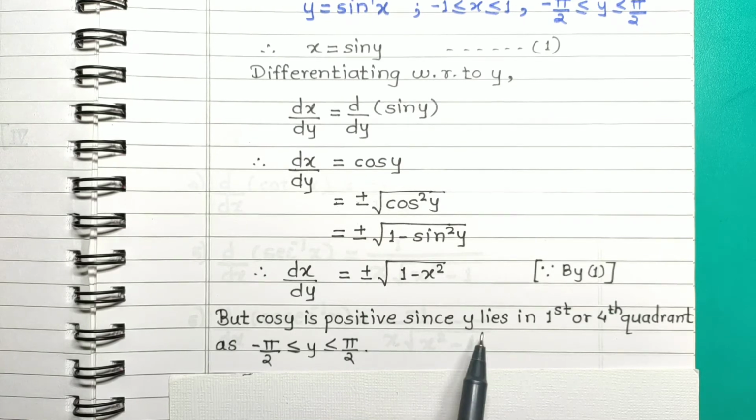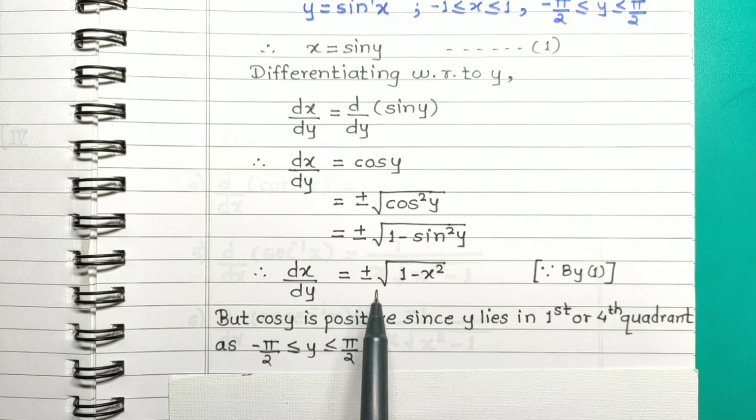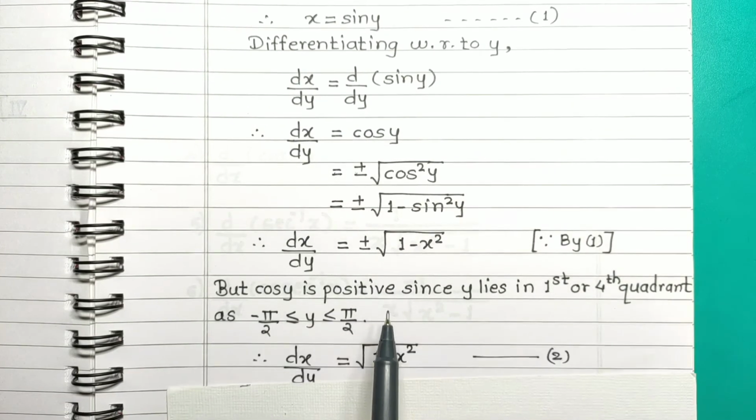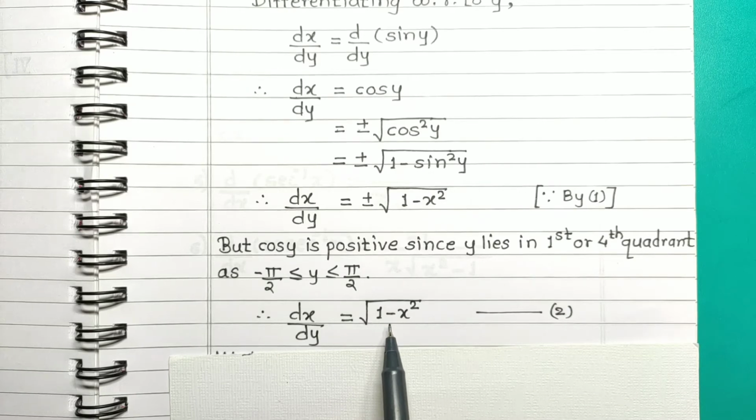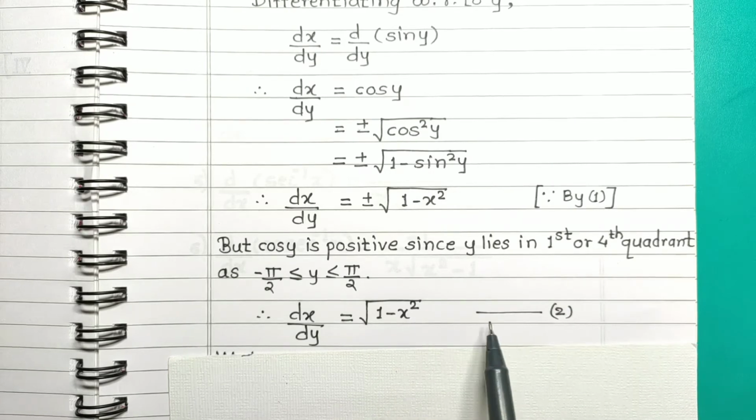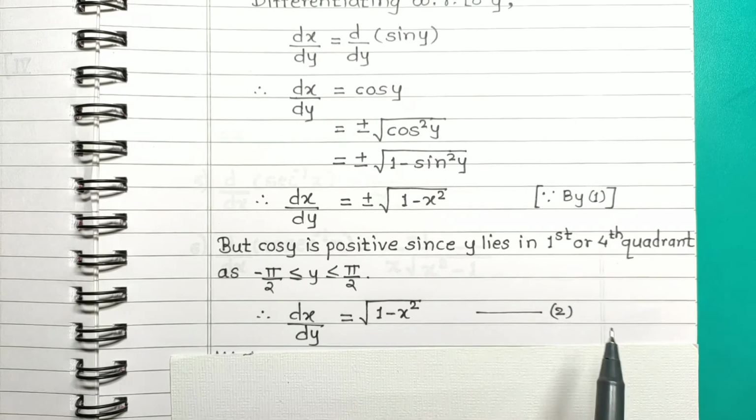Since this y lies in the first and fourth quadrant, cos y is positive. So, out of these two values, we are going to consider it as positive. So, we have dx by dy is equal to root of 1 minus x square. Let's call it equation number 2.